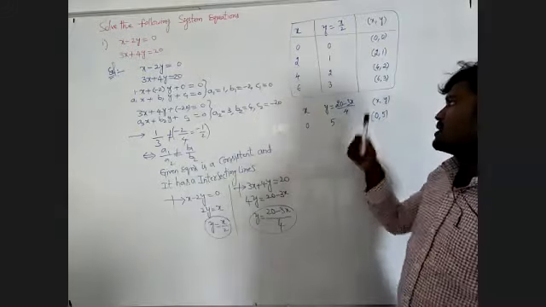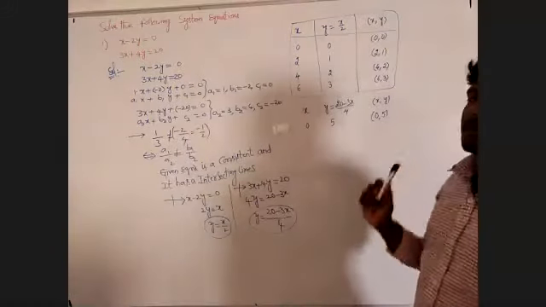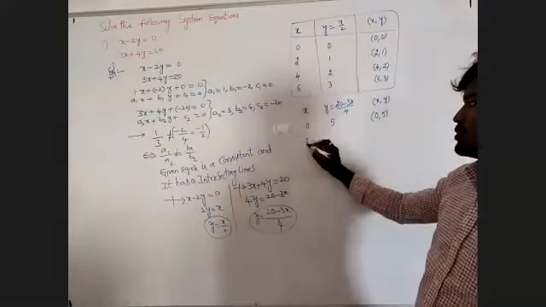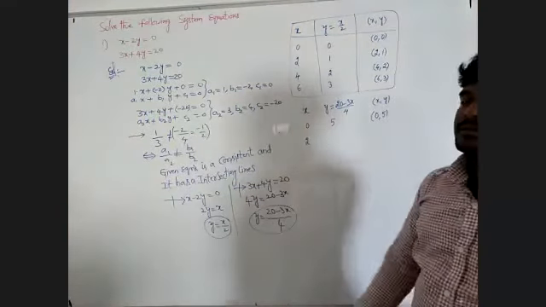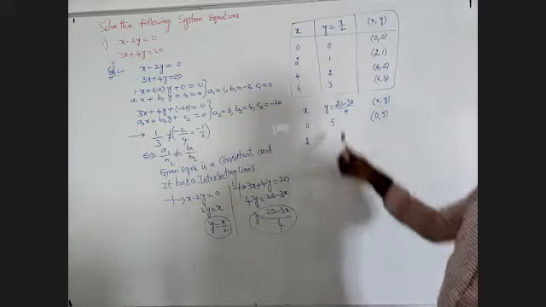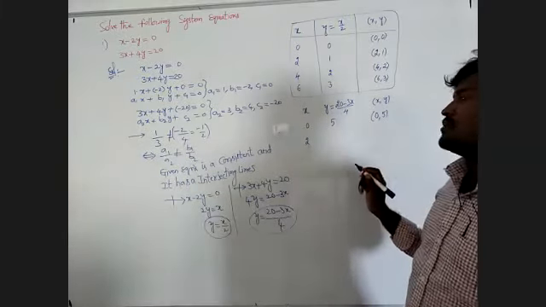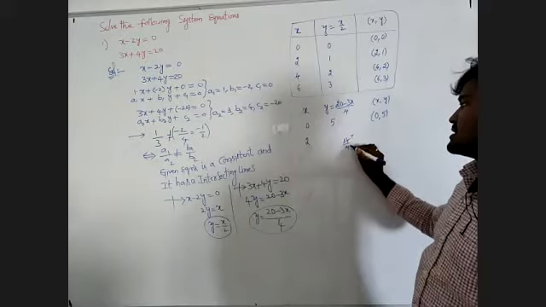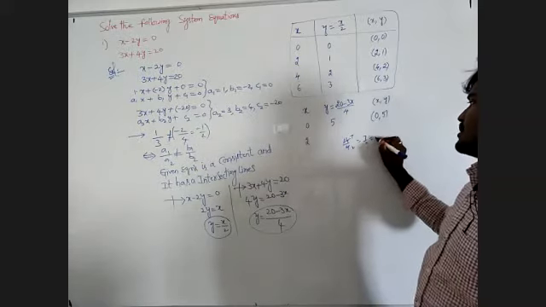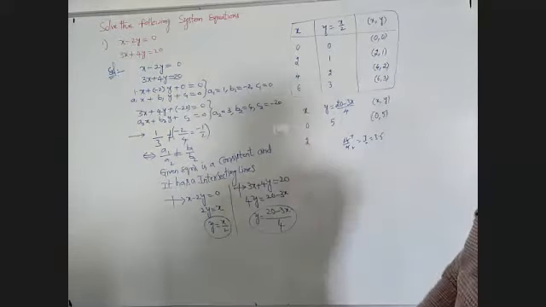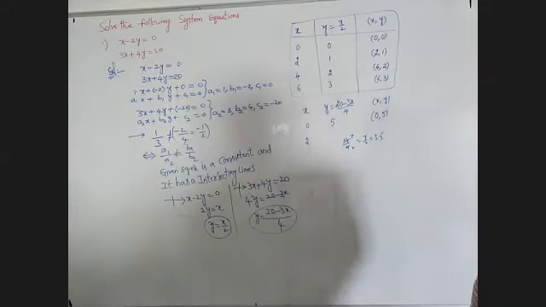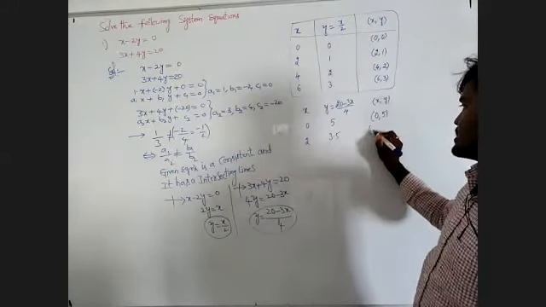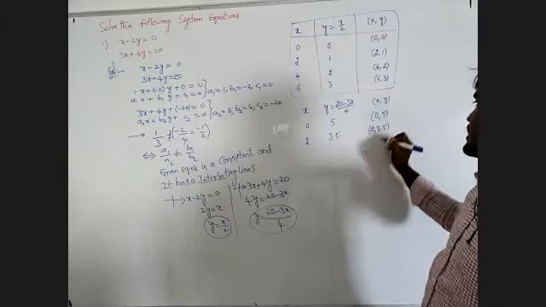For x equal to 1, it becomes 20 minus 3, that is equal to 17. 17 is not divisible by 4, otherwise we take 2. 3 twos are 6. 20 minus 6 becomes 14. 14 by 4 is equal to 7 by 2, which becomes 3.5. We write that as 2 comma 3.5.